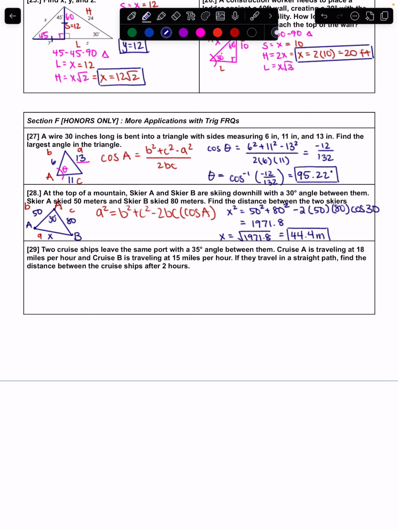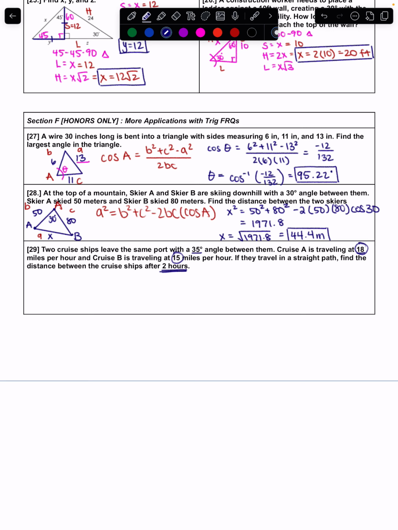So we got two cruise ships leaving the same port with a 35-degree angle between them. Cruise A is traveling at 18 miles per hour, and cruise B is traveling at 15. If they travel in a straight path, find the distance between the two cruise ships after 2 hours. Okay, so they gave us how fast they're going. One of them went 18, the other one went 15, and they gave us the time, 2 hours.